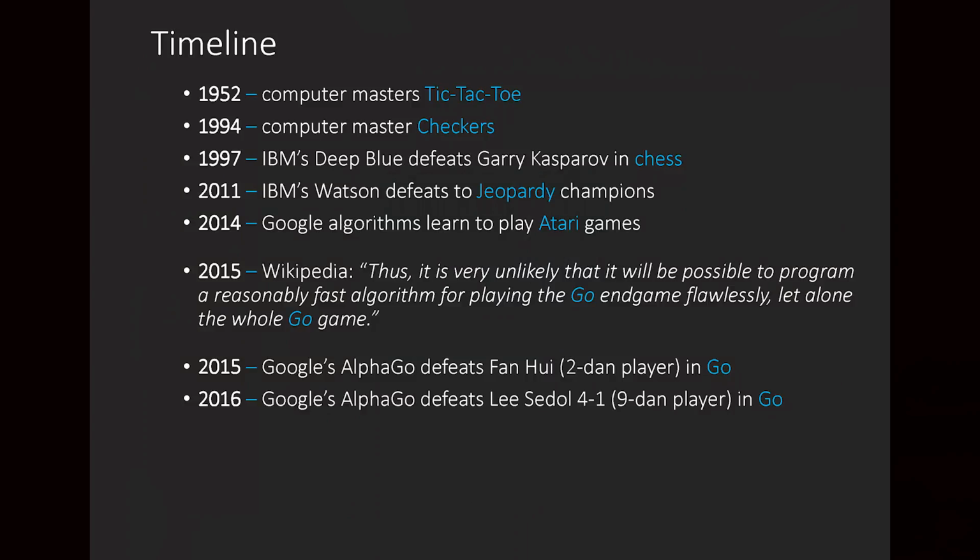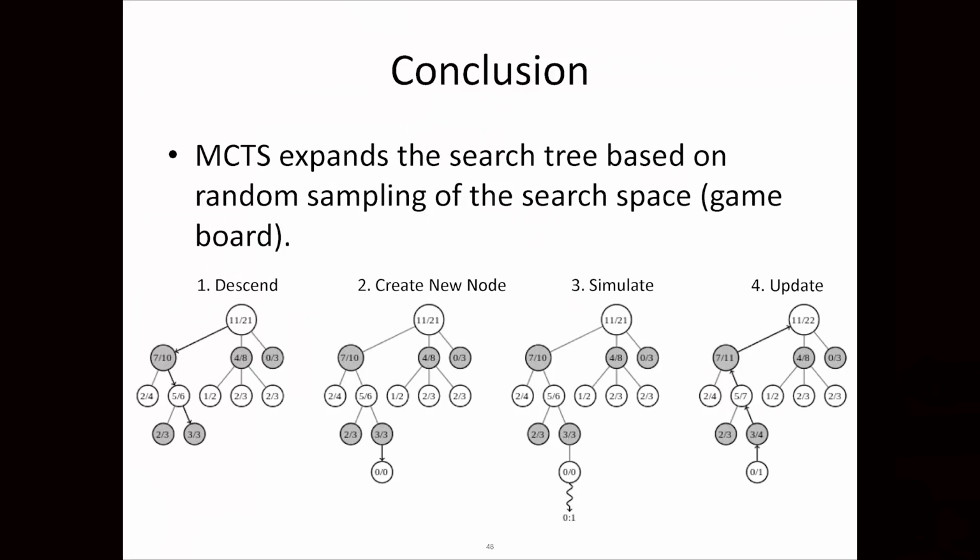Here's just a timeline. Basically, tic-tac-toe was conquered early, and about 40 years later, we conquered checkers. Chess, then we scroll down to 2015, is when AlphaGo was able to beat Fan Hui, who was a 2-dan player, which is considered lower down in the tier of professional Go. But then Lee Sedol was 9-dan, which is the highest, and AlphaGo was able to beat him literally last month. And so good job. We're done.